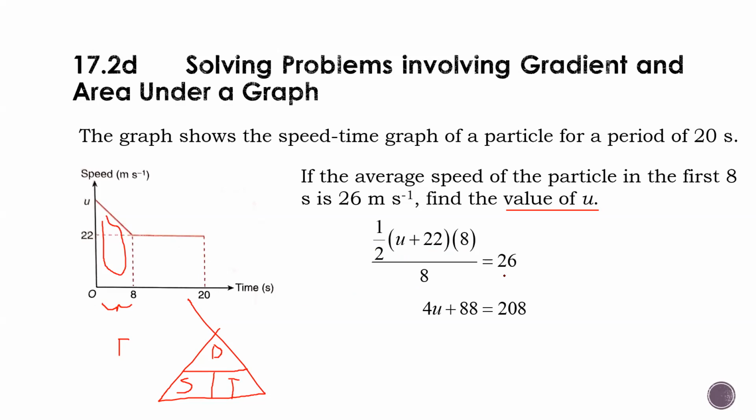So I bring 8 times 26 to become 208, and then 4u plus 88. 4u equals 120, so u equals 30.